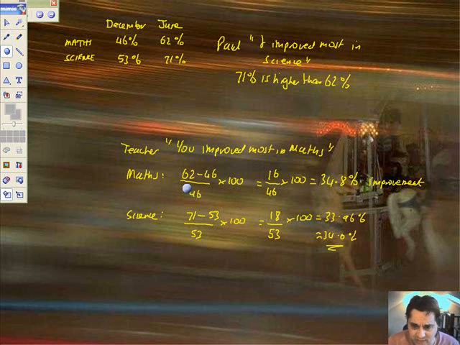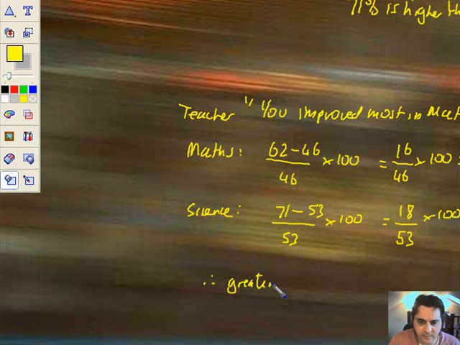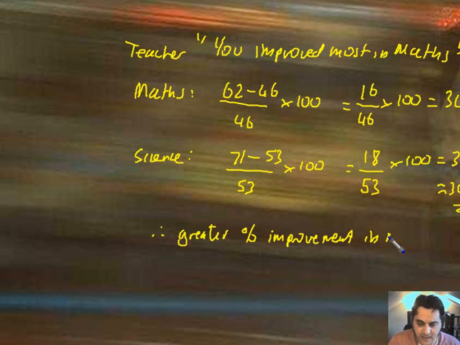But let's just get rid of this irritating little orangey thing, yellow thing rather. So that was a 34% improvement. Conclusion, therefore, greater percentage improvement in maths. So his teacher is right.